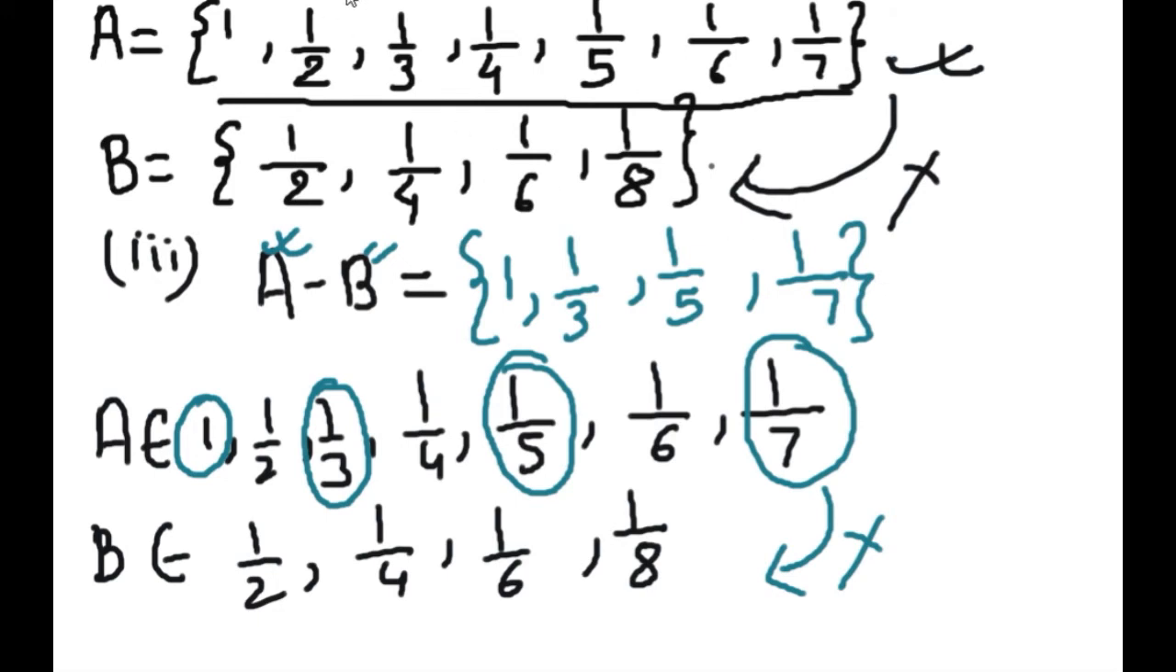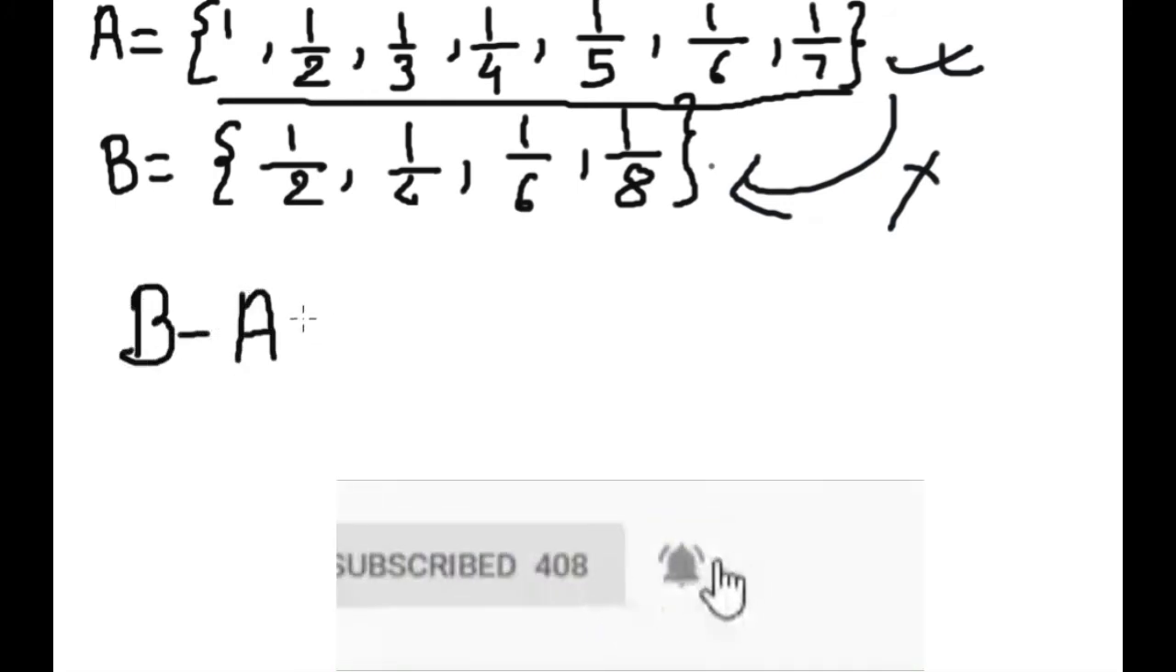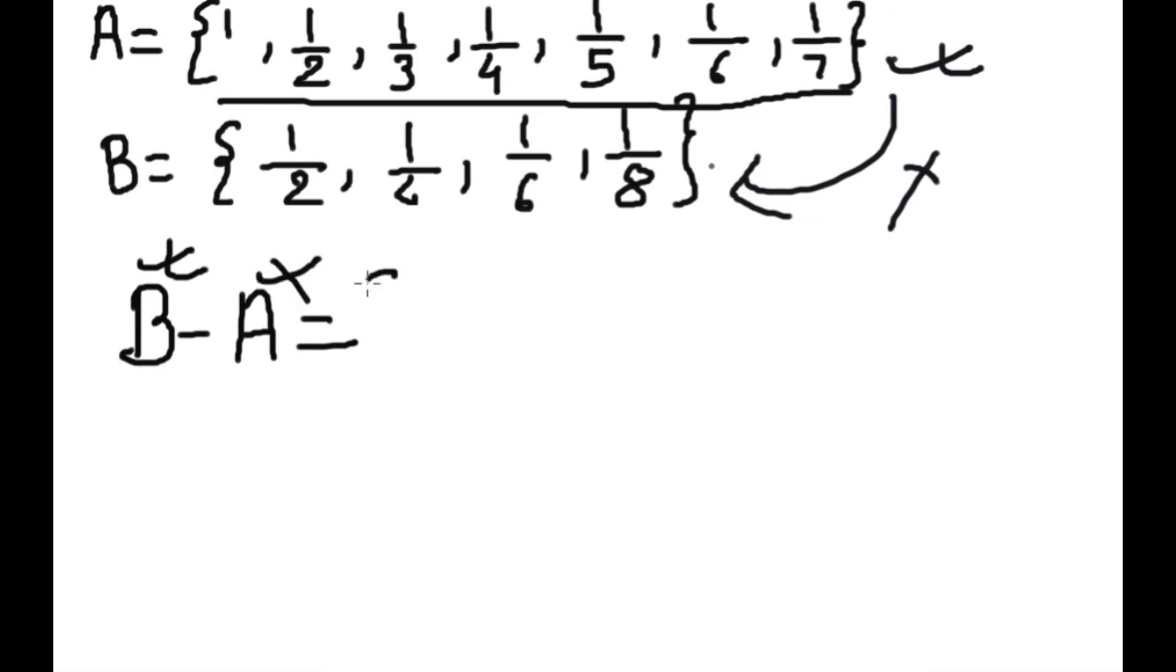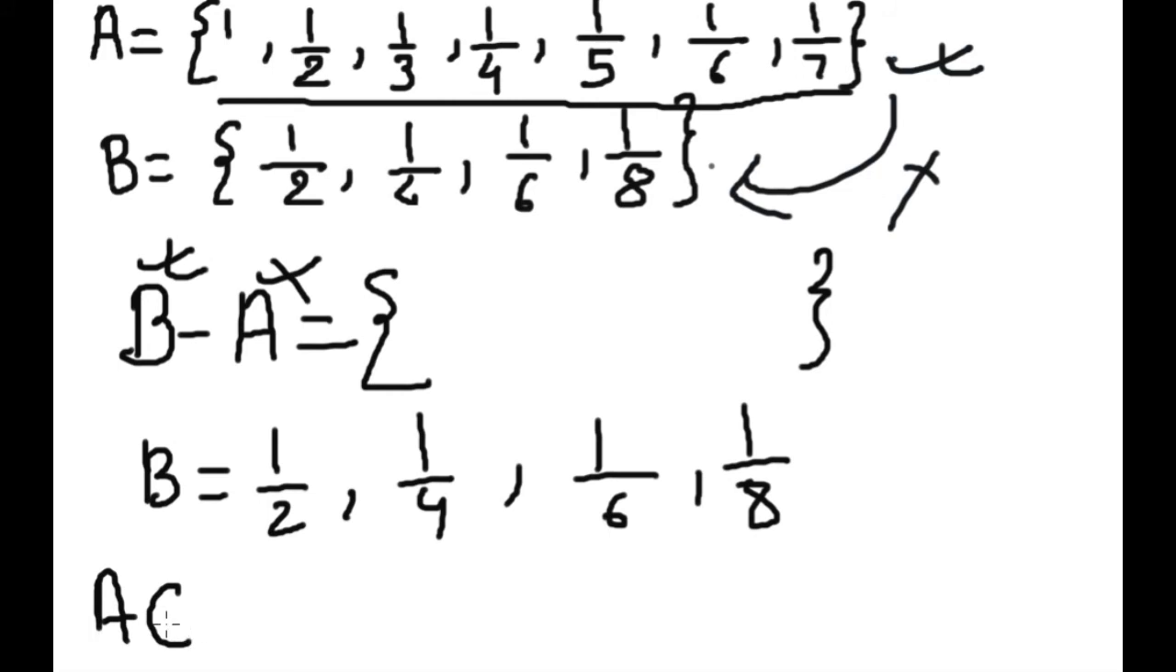Question number 4. Question number 4 है B minus A. B minus A का मतलब B का वो element जो कि A में नहीं है, उसको मिला के जो set बनाएंगे वो होगा B minus A. तो हम पहले B के elements को लिख लेते हैं. 1 by 2, 1 by 4, 1 by 6, 1 by 8. और अब लिख लेते हैं A के element को.